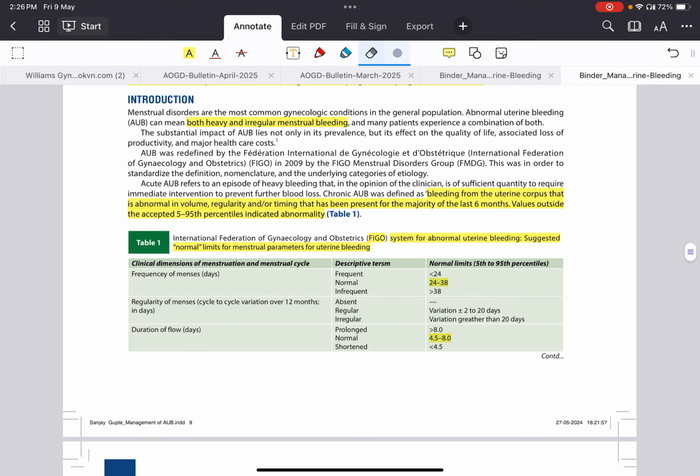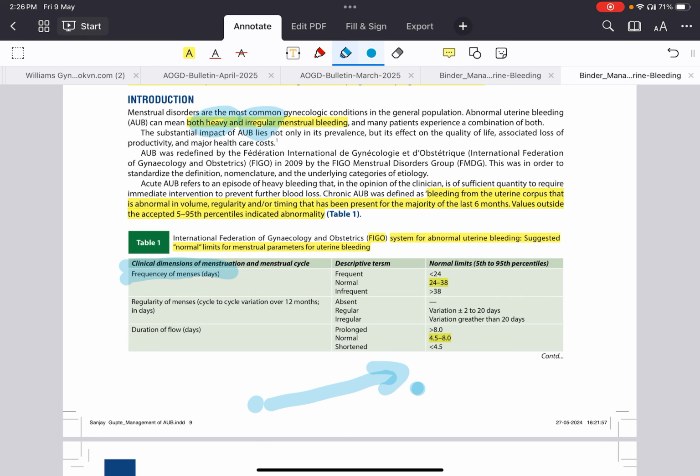Okay. Now coming to introduction. Introduction is something like when you have both irregular and heavy menstrual bleeding, it is known as AUB. So the frequency. I told the four things. Frequency is something like, what is the normal? Like you got a date today, and within how many days you get the next date of periods, then it is known as normal.